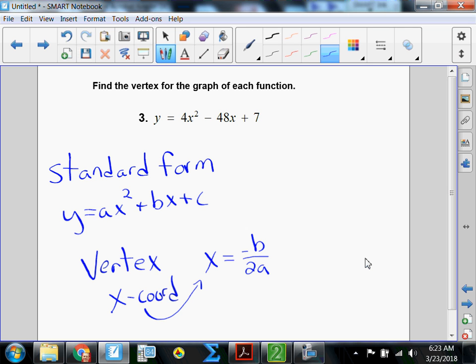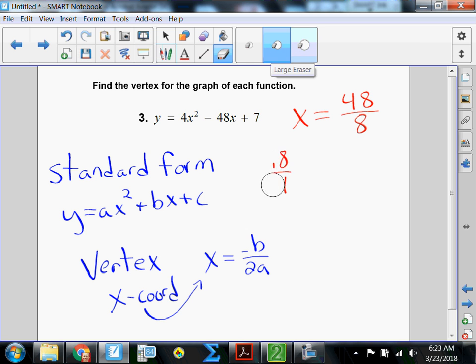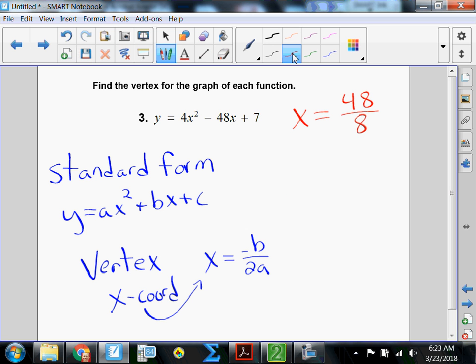So for my vertex, I'm going to say x equals 48, because that's the opposite of b, over 2 times a. And I would advise you to type in 8. If you're going to use your calculator, do that 2 times a part on your own. If you try to type in 48 divided by 2 times 4 in your calculator, depending on your calculator, you might need parentheses or not use parentheses, and that could be confusing. You can also try to do it in your head as much as possible.